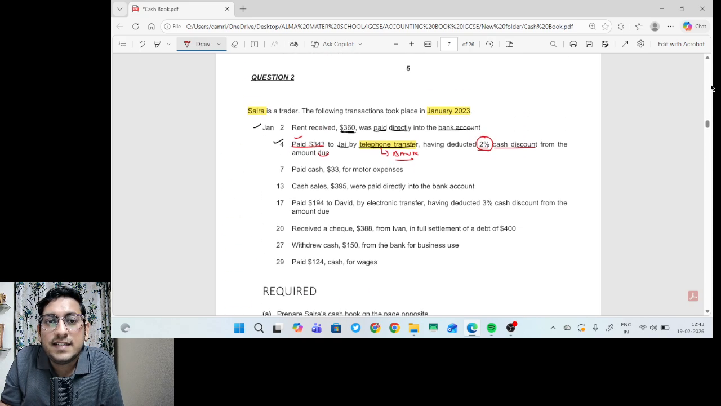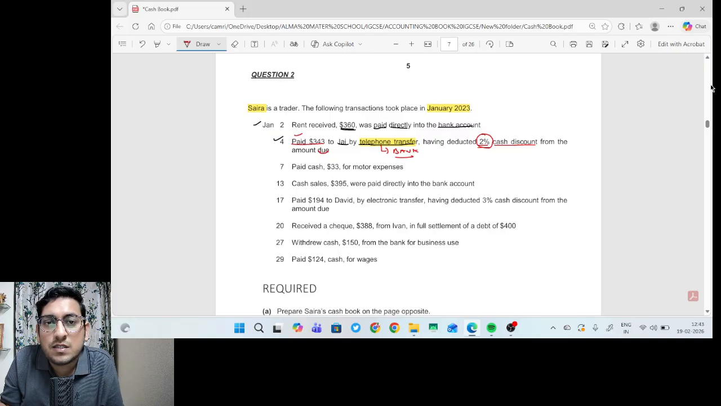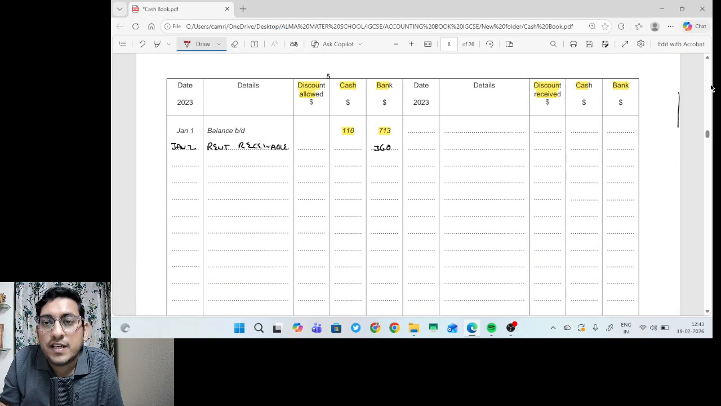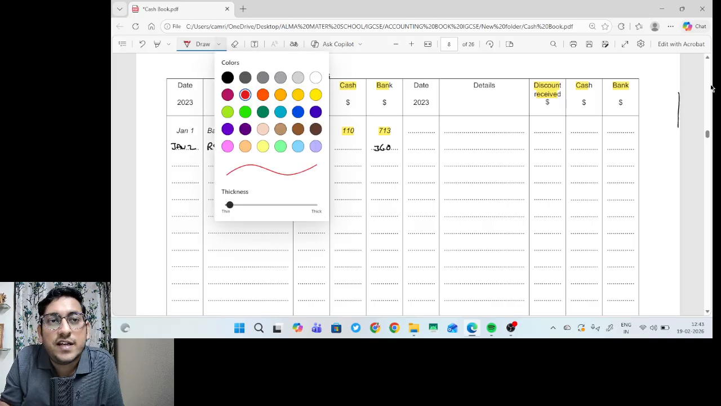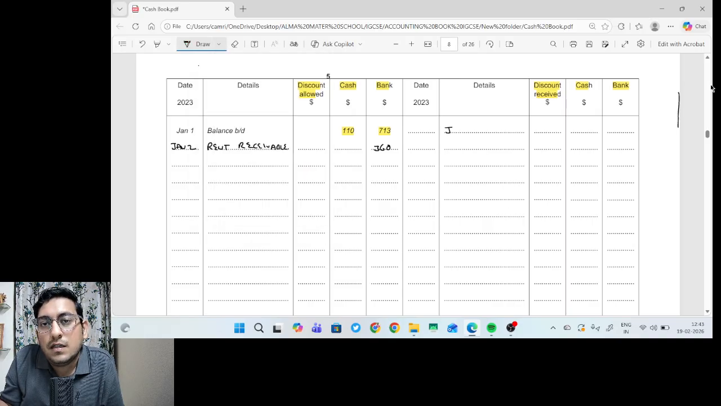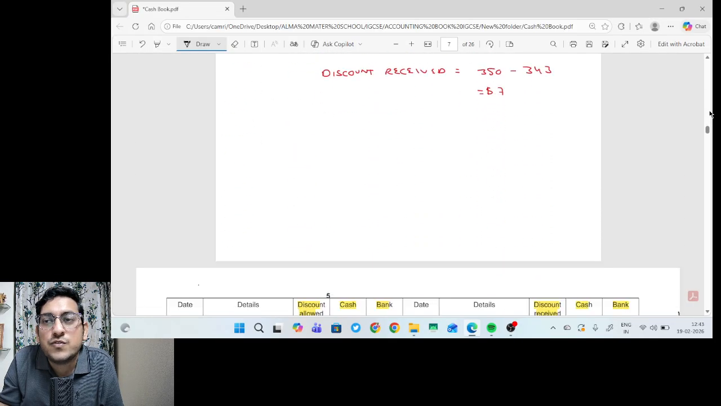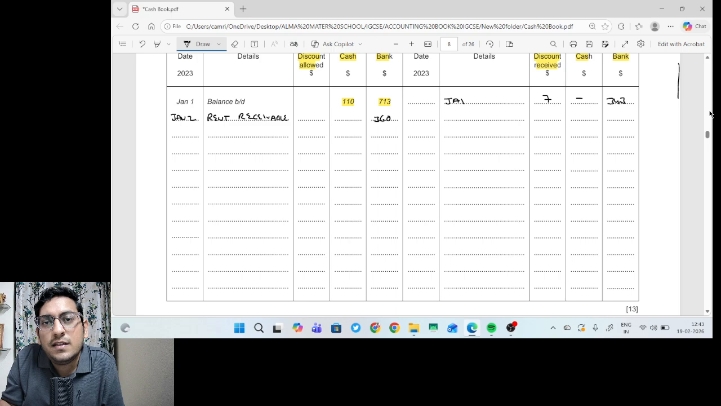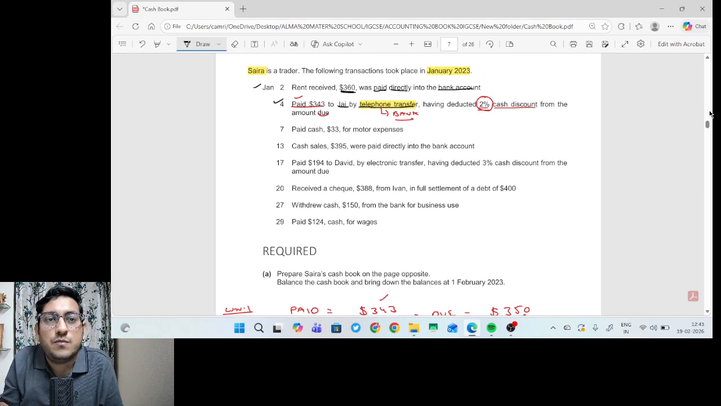So can I say I will have to put into the cash book, right? To J. So we are writing here J, and how much we have paid? 343. And how much discount received? $7. Right? We'll put a dash on the cash. And what is the date? The date is 4th of January. So on 4th of January, we have paid the value to J. This is very, very important.